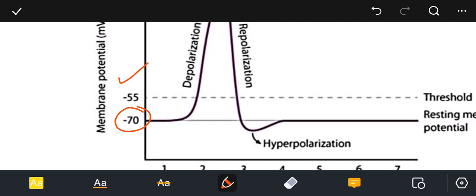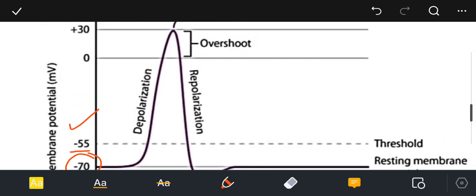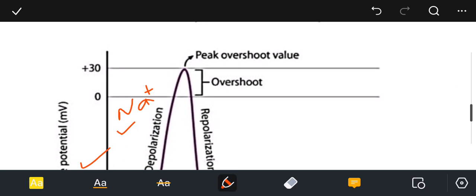So when that threshold potential, that is at minus 55 millivolts, is reached, there is a rapid entry of sodium into the cell by the voltage gated sodium channels. Remember, right now we are talking about nerve impulse conduction. So nerve impulse conduction is happening predominantly by the sodium ions. These sodium ions take the potential all the way up to plus 30, and this is called the peak overshoot.